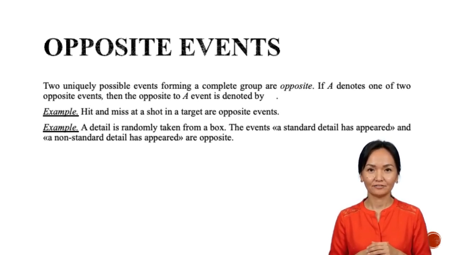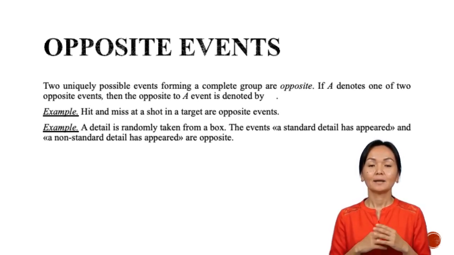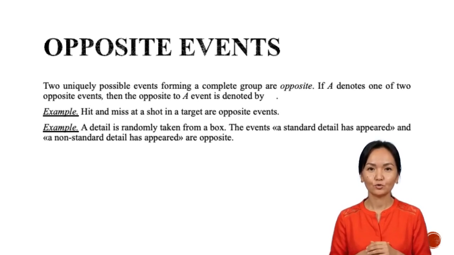In other words, if there are only 2 possible outcomes in a trial and they are mutually exclusive, they are considered opposite events. For example, when shooting at a target, getting a hit and getting a miss are opposite events because there are only 2 outcomes and they cannot both occur. Similarly, when randomly selecting a detail from a box, the events a standard detail has appeared and a non-standard detail has appeared are opposite. In probability notation, if we denote one of these events as A, the opposite event is denoted by A with a bar over it, which we read as not A.